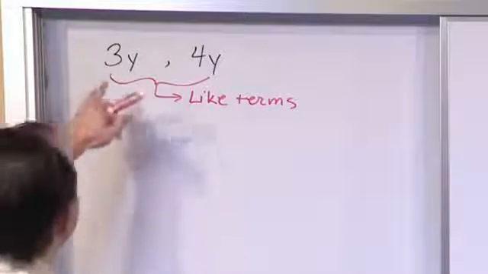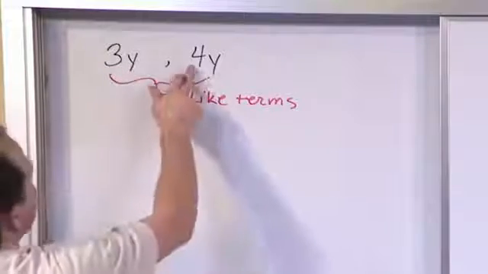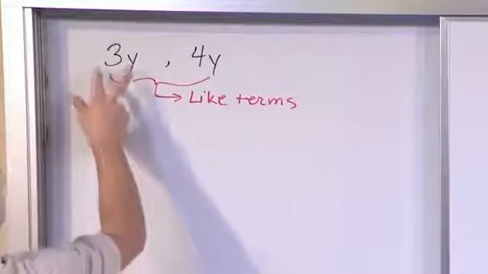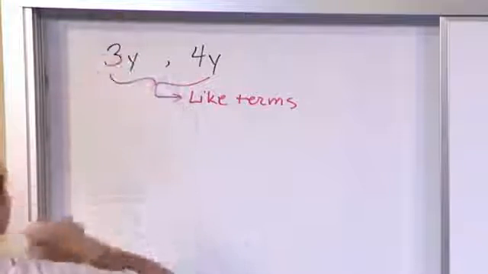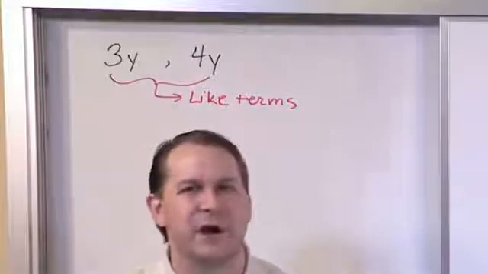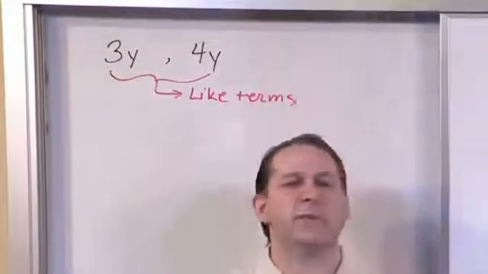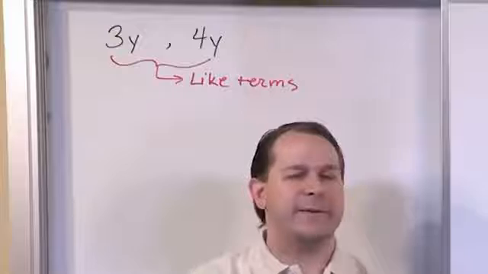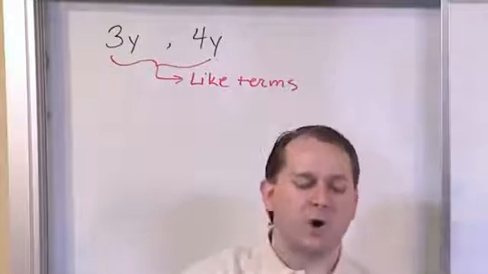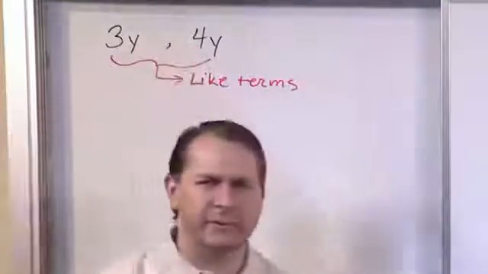So this is 3 times y, 3 times the value of whatever y is. And this is 4 times y, 4 times the value of whatever y is. In both cases, I'm talking about something multiplied by y. So ultimately I'm dealing with y. I'm not dealing with y squared. I'm not dealing with y cubed. I'm not dealing with y times y cubed or y times y squared. I'm only dealing with y. So even though they have different numbers in the front, they're similar.